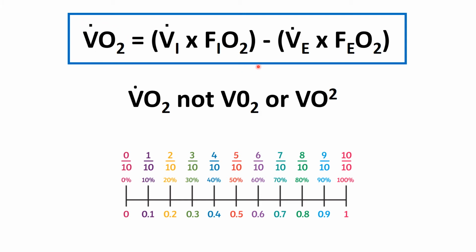So let's say we breathe in a certain amount, we breathe out less, so some's gone missing. Where has it gone? We've used it. We've used it to resynthesize that ATP, and we've turned it into CO2. So that's the basis of the equation. VO2 in litres per minute equals volume of air times the fraction of inspired oxygen in that air minus the volume of expired air times the fraction of expired oxygen in that expired air sample.